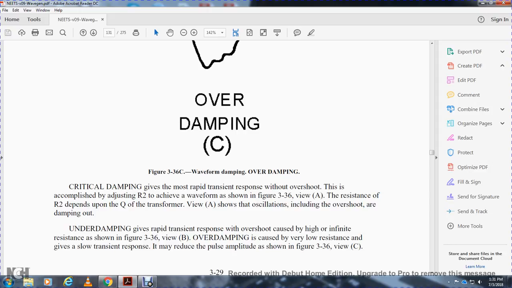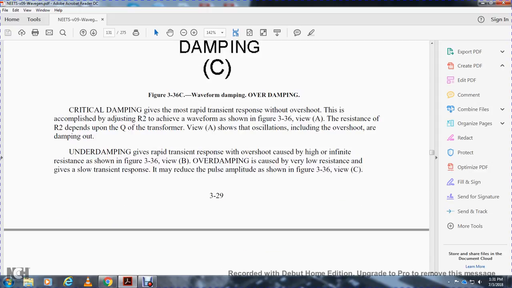Underdamping gives a rapid transient response, with the overshoot caused by the high or infinite resistance, as shown in figure 336 view B. Overdamping is caused by a very low resistance and gives a slow transient response. It must reduce the pulse amplitude, as shown in figure 336 view C.